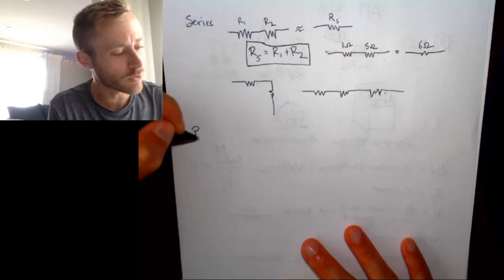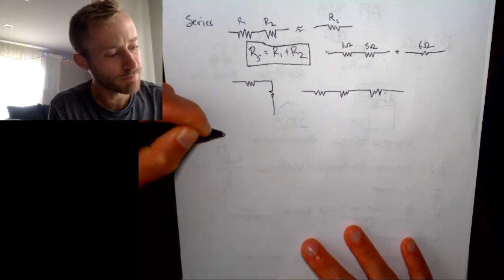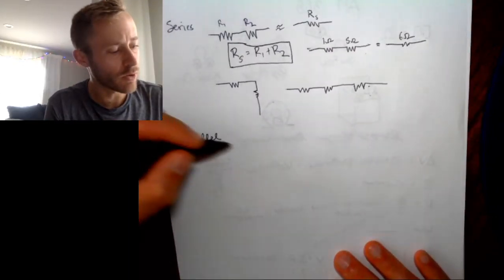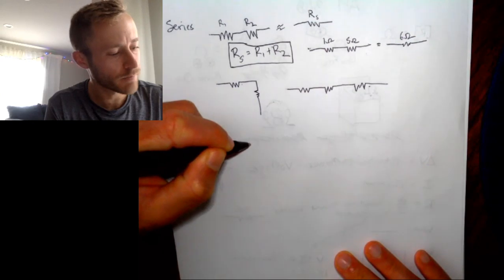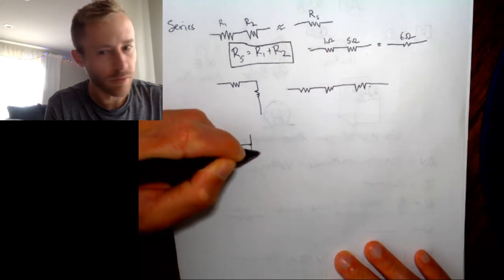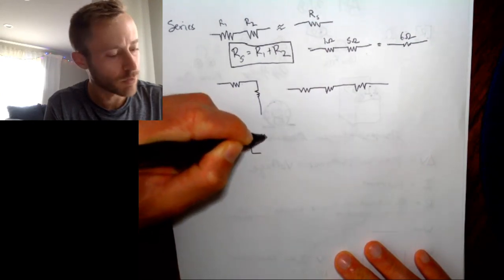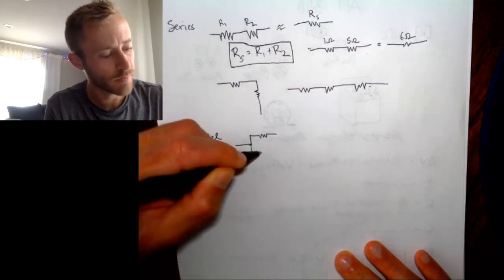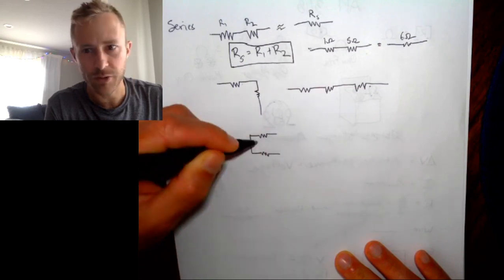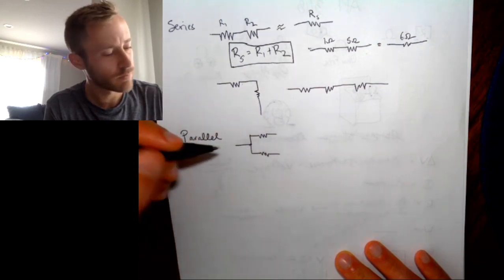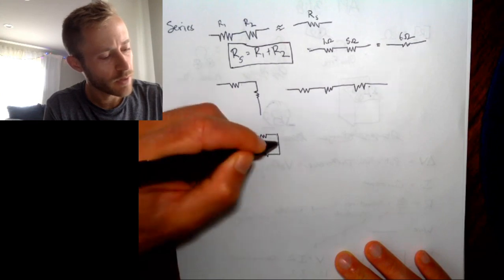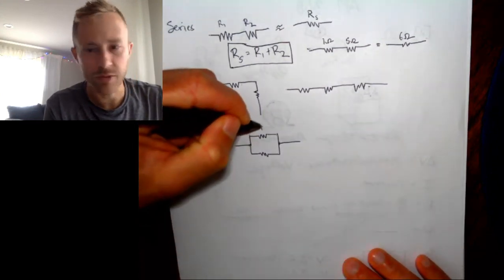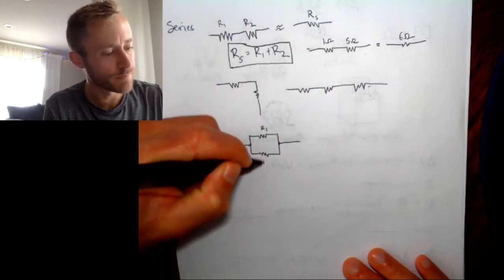The second way of connecting two resistors is called a parallel connection. So a parallel connection is where you have a wire, and the wire branches into two parts, and then you have two resistors in each branch. Okay, and then the wire comes back together. So this is R1 and R2.